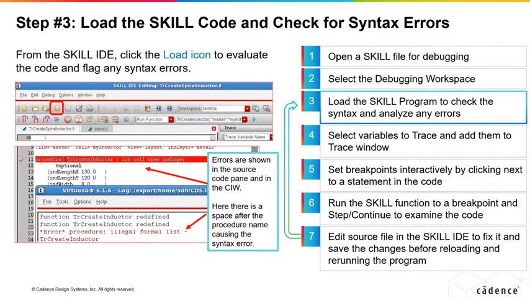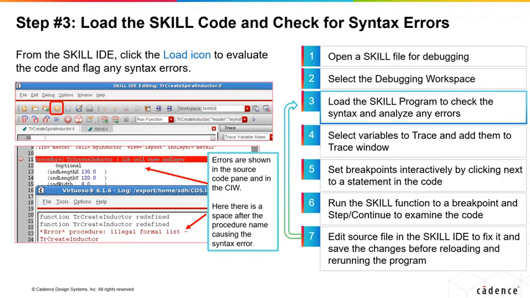In step number 3, what you'll do is load the skill code and check for syntax errors. Loading the skill code is similar to typing the load command in the CIW with a program name or a skill file name. So here, now that we've opened the file and set up our debugging workspace, we're going to click on the load icon noted there, the little gold circle with the half round arrow showing a load function.